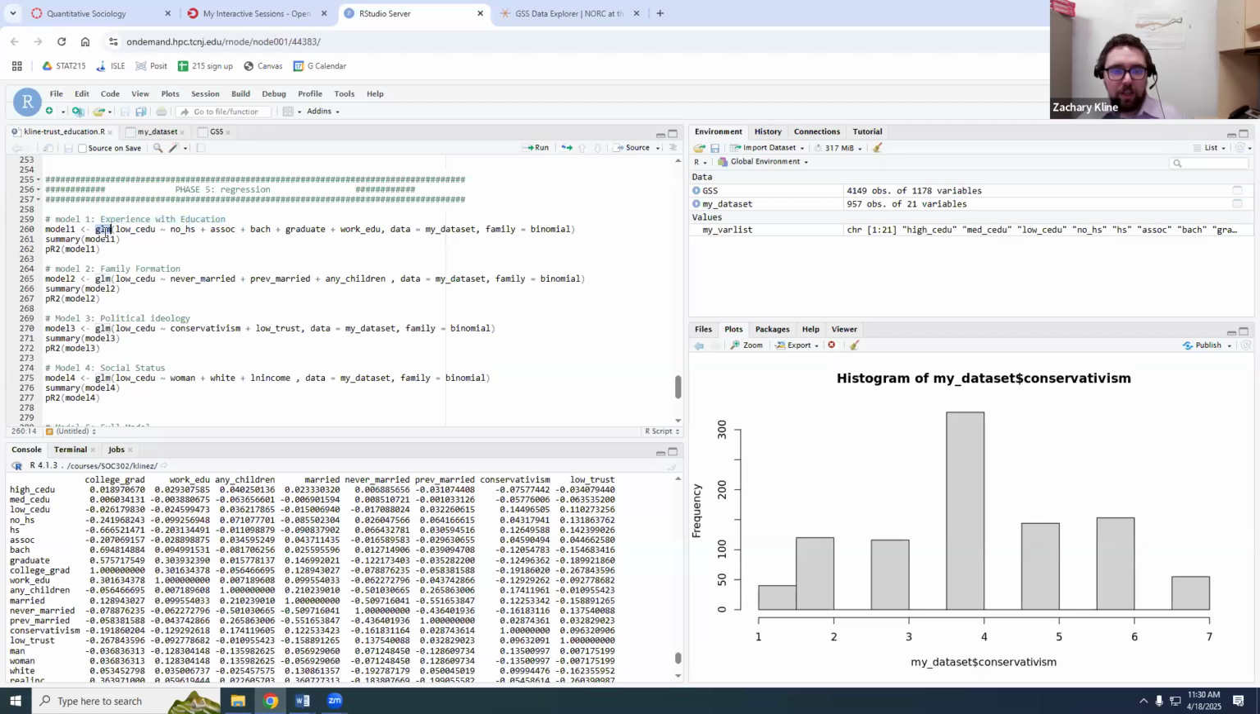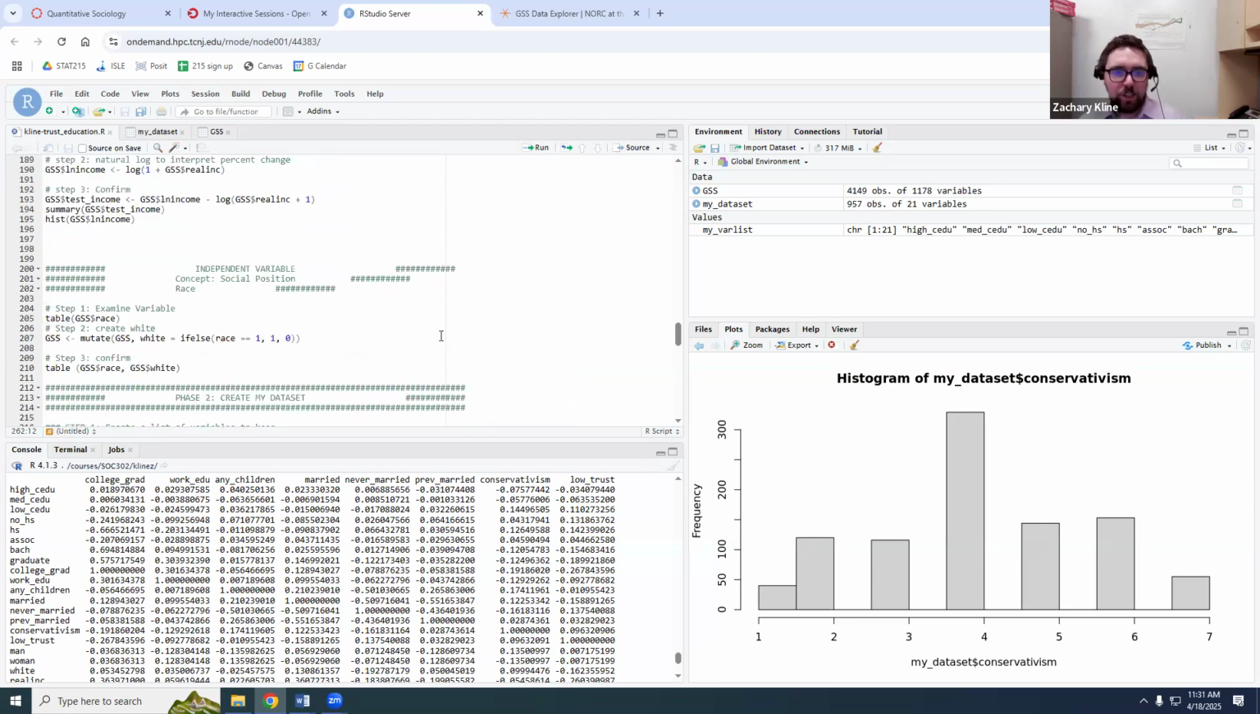So we use GLM, and we're going to use family equals binomial. This specifies logistic regression. Data equals my data set. Make sure you're using my data set, not the GSS. The reason for that is because we want to make sure we're using the same sample size for all of our analyses. That's really important, especially if you have something like a filter question.